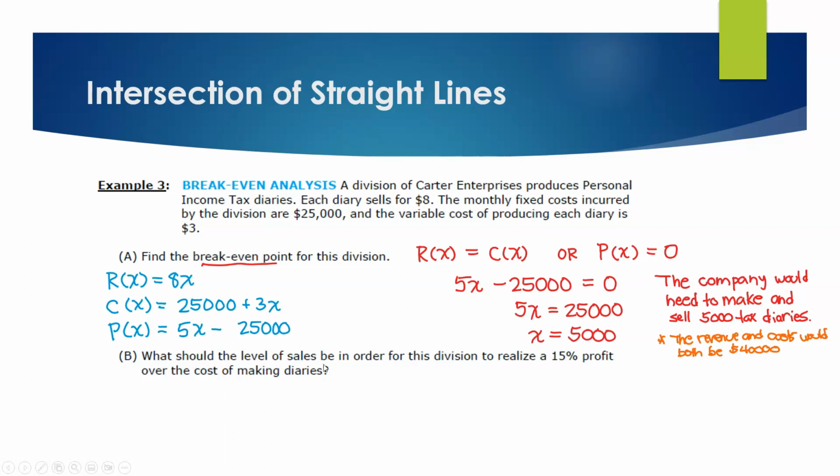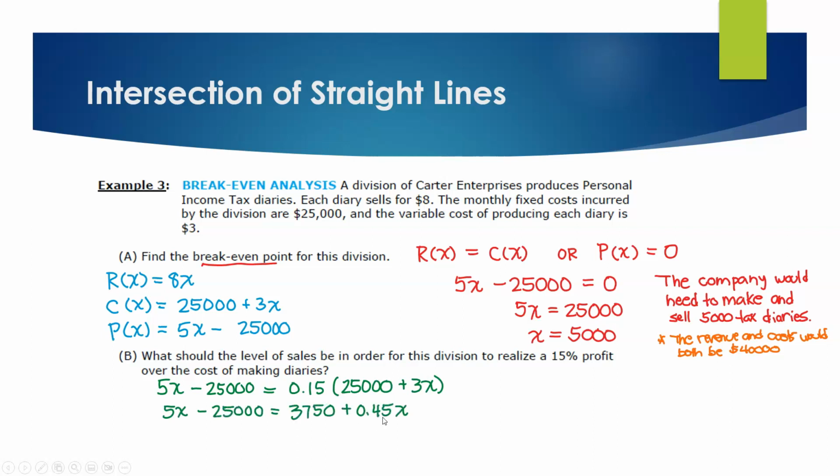As far as what level of sales would need to be in order to realize a 15% profit, that means that you want your profit to be 15% of what the costs are. So you want the profit to be that much over. Remember, the profit is telling you basically how much over the cost you are. And 0.15 is how you would take 15% of something. So you want 5x minus 25,000 to equal 0.15 times (25,000 plus 3x). And now you're going to solve this equation to find the value of x.